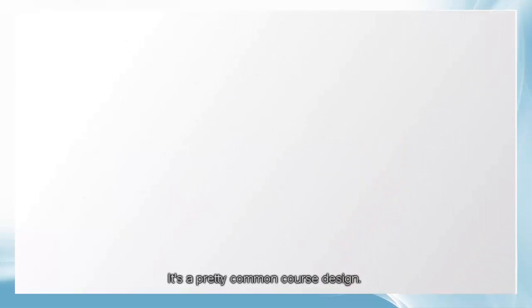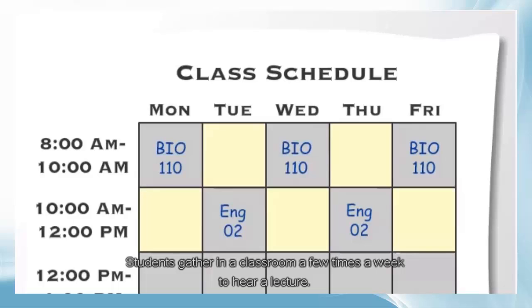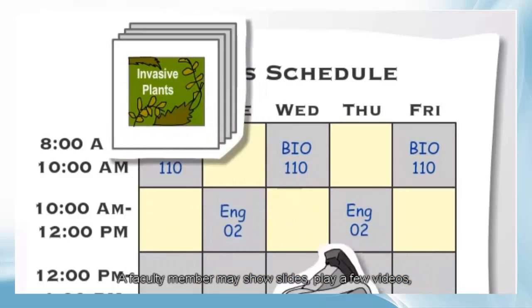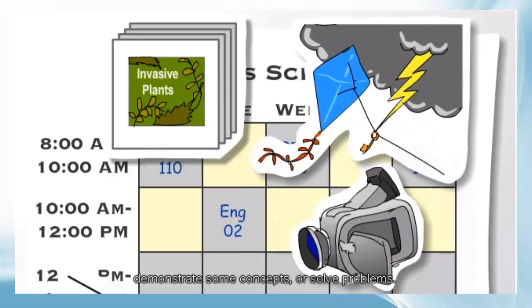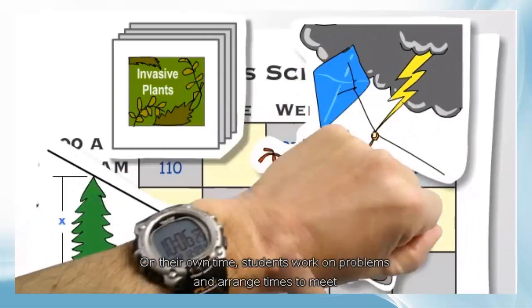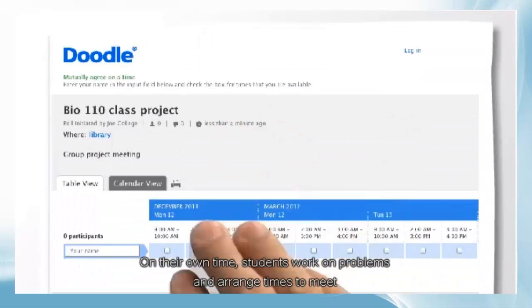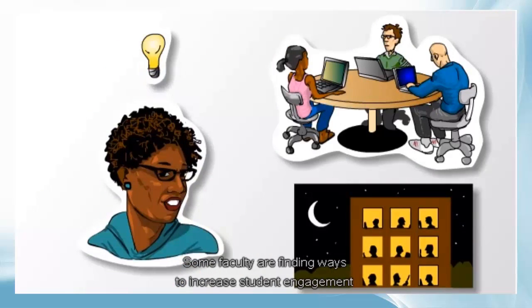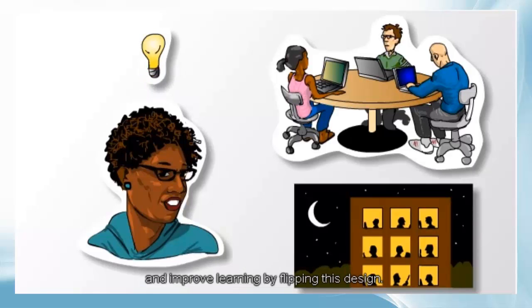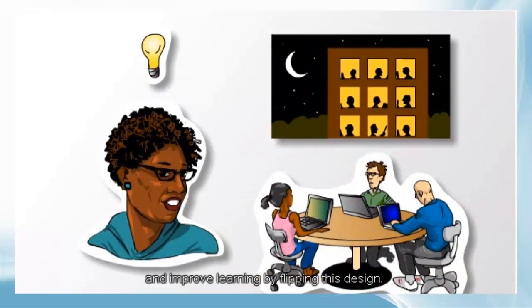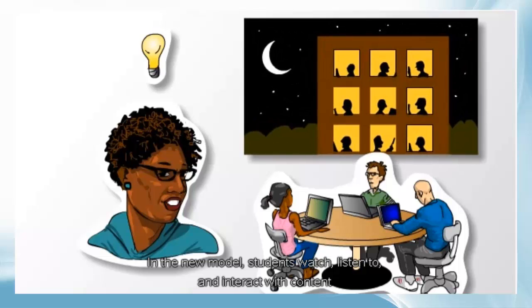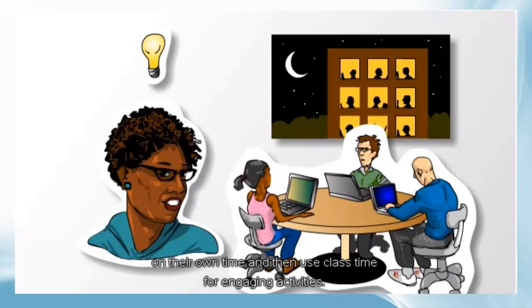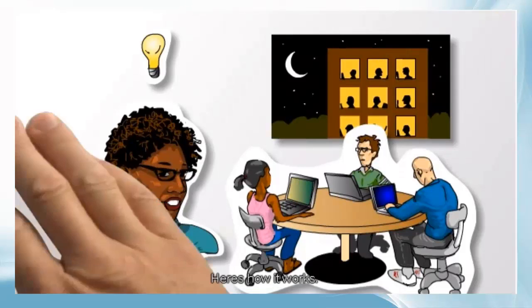It's a pretty common course design. Students gather in a classroom a few times a week to hear a lecture. A faculty member may show slides, play a few videos, demonstrate some concepts, or solve problems. On their own time, students work on problems and arrange times to meet to work on group projects. Some faculty are finding ways to increase student engagement and improve learning by flipping this design. In the new model, students watch, listen to, and interact with content on their own time, and then use class time for engaging activities. Here's how it works.